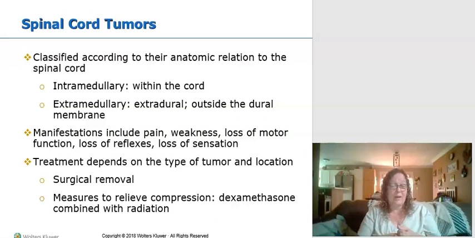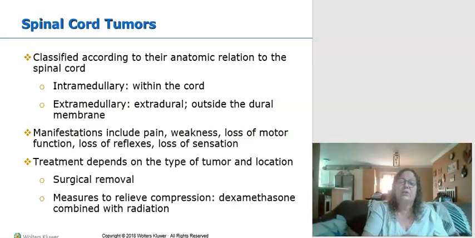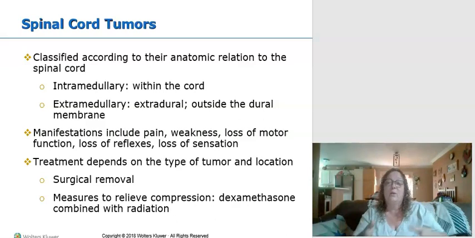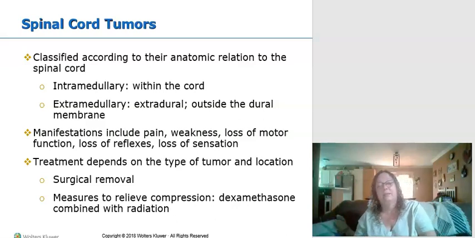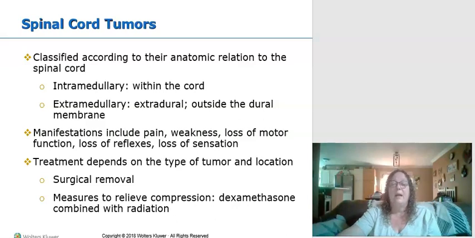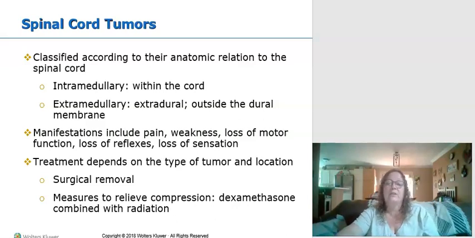We'll also talk about spinal tumors, again, central nervous system. These are classified according to their anatomic location, their relation to the spinal cord. So if they're intramedullary, this is within the spinal cord, or extramedullary. Intra is inside, extra is outside. So this is epidural, outside the dura, extradural, outside the dural membrane.